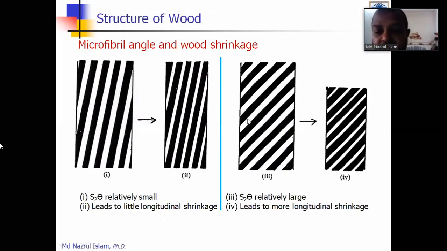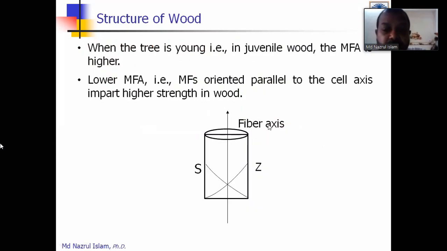But now look at the right side figure, that is almost horizontal. Horizontal means when it is dried, it will try to become parallel to the cell axis, so there will be more shrinkage. So if the microfibril angle is lower, there will be low shrinkage. If the microfibril angle is higher, there will be higher shrinkage. From this figure that is clear.